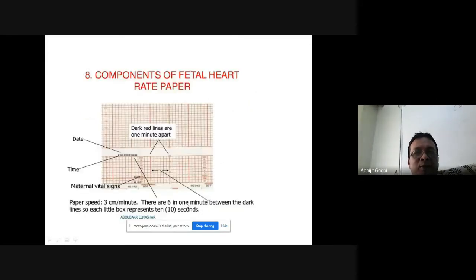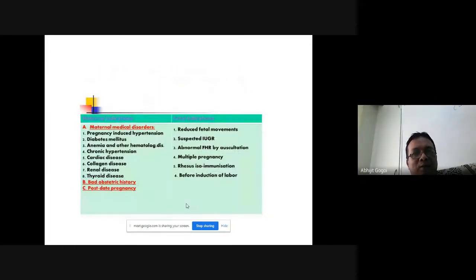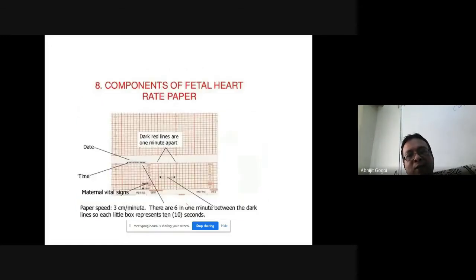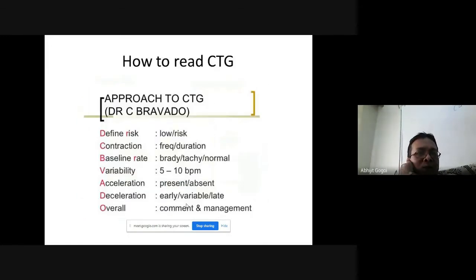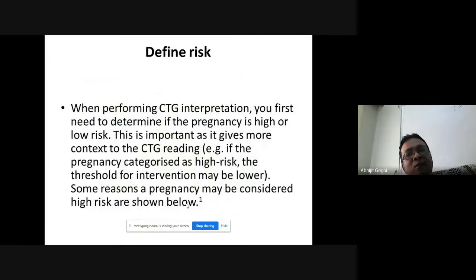Define risk means what the risks are. You have to define the risk, the conditions under which you'll do it. You can do it antenatal also, but antenatal means before labor. Before labor, if you do it, we usually don't say CTG, we say non-stress test.